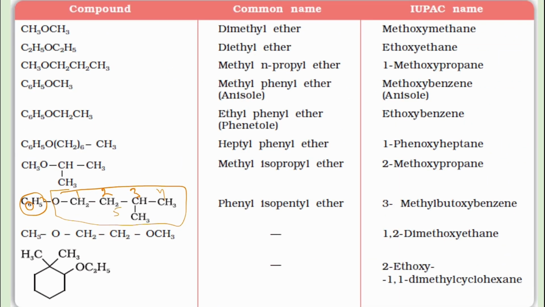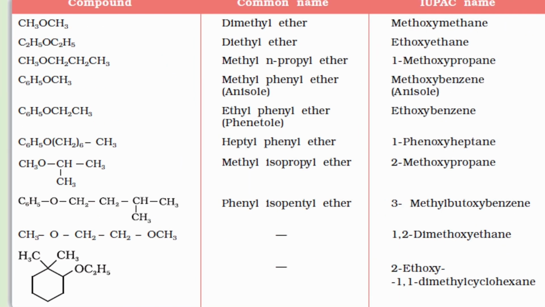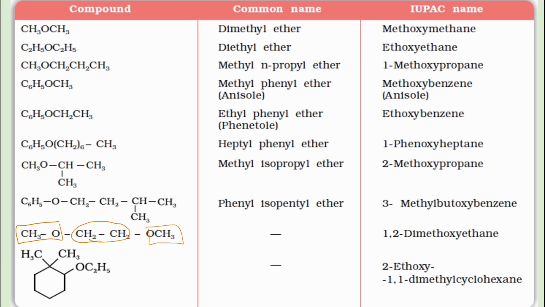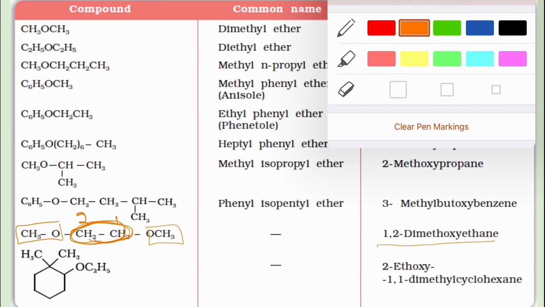Next one, you have 2 carbons in the middle and 2 methoxy groups, one on each carbon. So it becomes 1,2-dimethoxy ethane. This is ethane and it has carbons 1 and 2. On both of them it has methoxy. So 1,2-dimethoxy ethane. And the last one, which is a cyclic one.